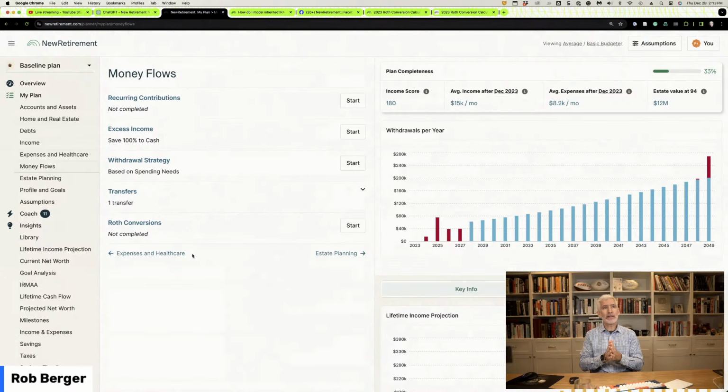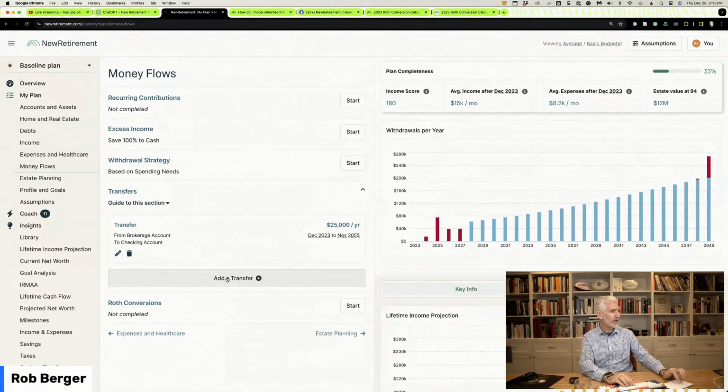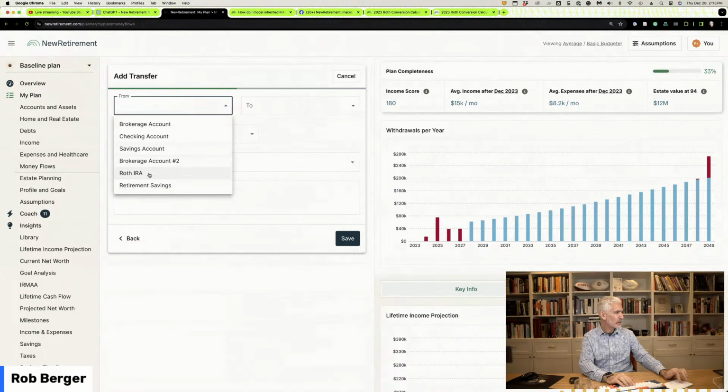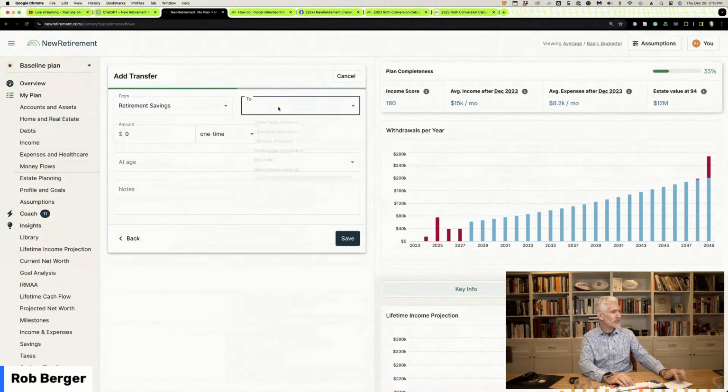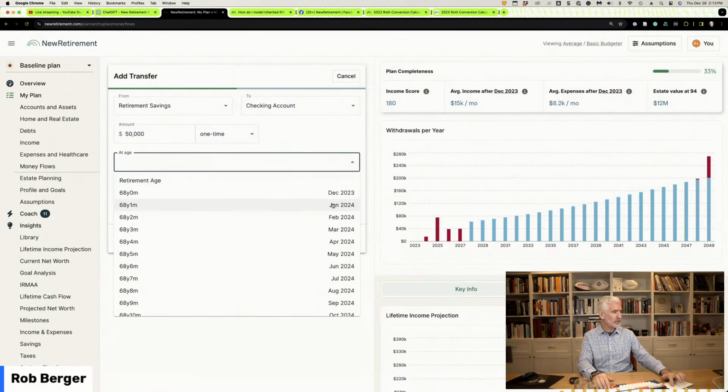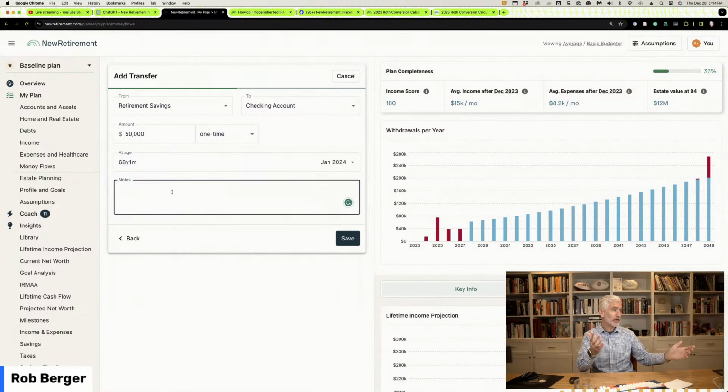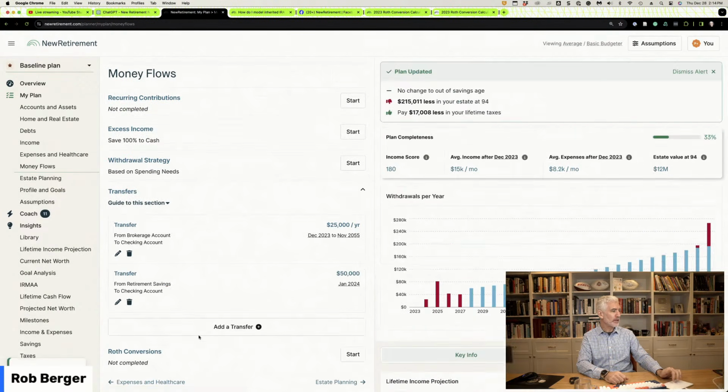Even though I've got taxable money in a brokerage account, I want to spend, let's say, 50,000 of it out of traditional. You just come in and create a transfer. We add a transfer from, I think, retirement savings, and I'm going to put it in my checking account because I'm going to spend it. I want 50,000 one time, let's say January of next year. You could put a note here if you want, and save it. And that's what it's going to show, that transfer.